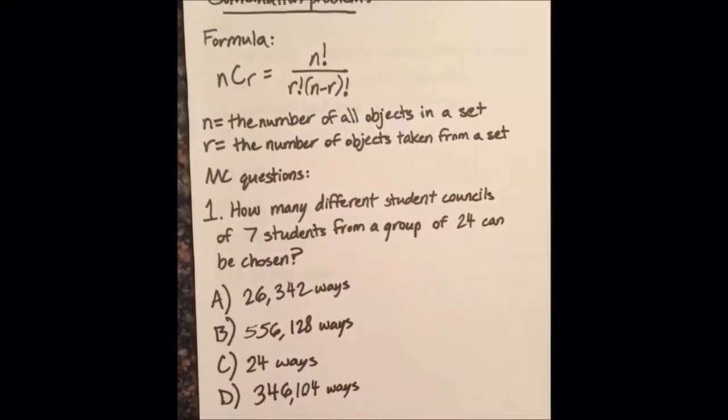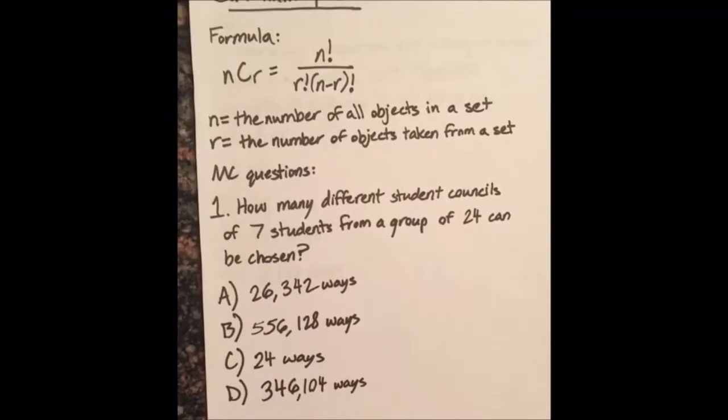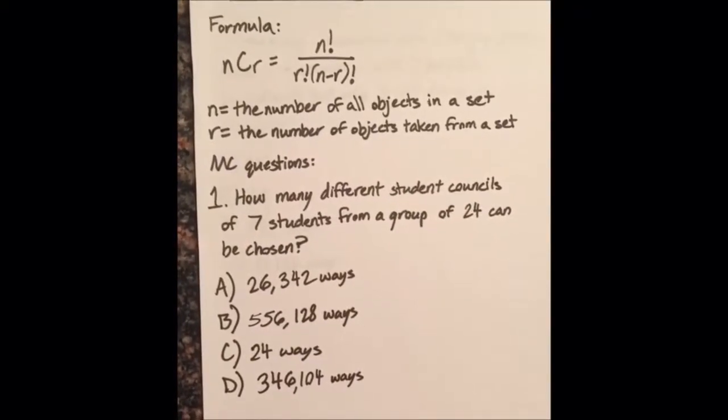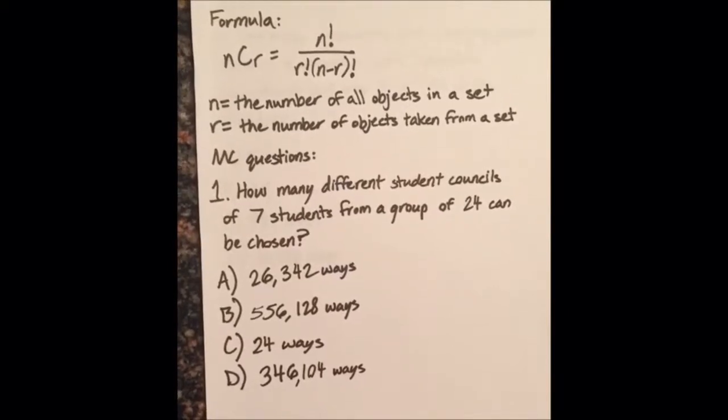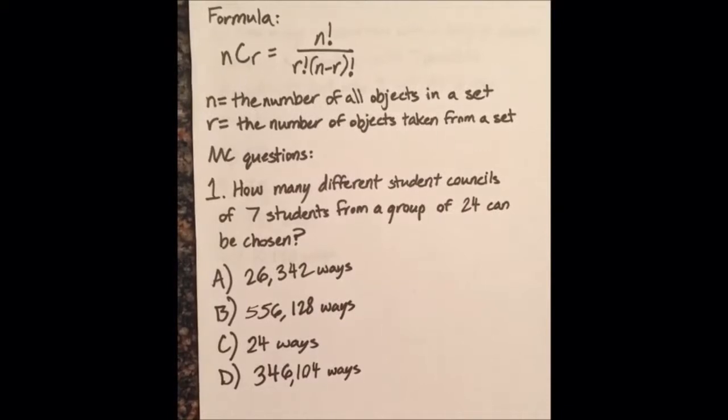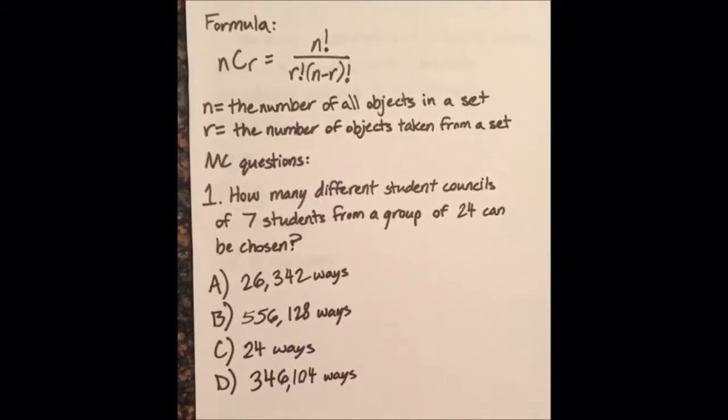Combination problems. Our formula for combinations is nCr equals n factorial divided by r factorial multiplied by n minus r factorial. Your n is the number of all objects in your set. r is the number of objects you're taking from your set.